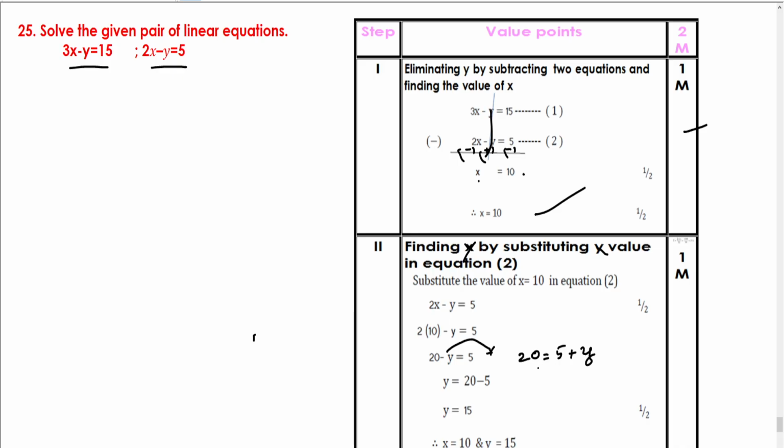Then take 5 to the left. What do you get? 20 minus 5 is equal to y. Therefore, y can be written as 20 minus 5. Observe the transformations. Many students are poor in this, particularly those who are scoring 7 or less than 7 in mathematics FAs. They will make such mistakes and lose marks. 20 minus 5 is 15. Therefore, x is equal to 10, y is equal to 15. Accuracy is very important.